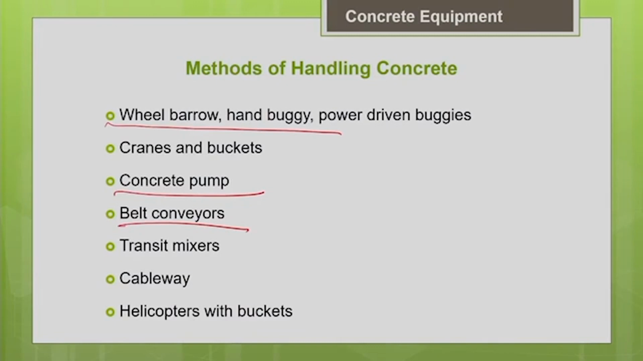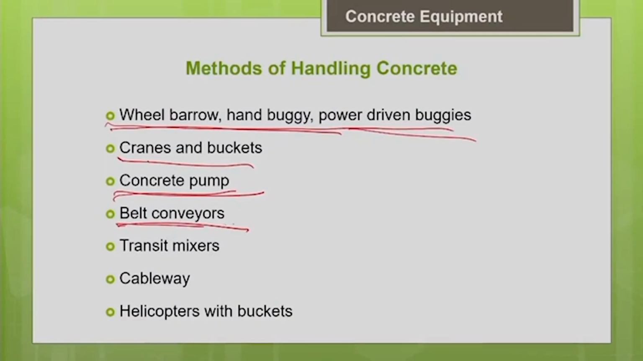We have the simple options like wheelbarrows, hand buggies, power driven buggies, and also cranes and buckets. Particularly when you want to do the concreting at a higher level, say column concreting at the 6th floor or 8th floor, to reach a greater height we generally go for cranes with concrete buckets. That will facilitate you to reach any vertical height. Another commonly adopted method nowadays is pumping. Pumping is, I can say, the fastest method of placing the concrete when compared to the other conventional methods.